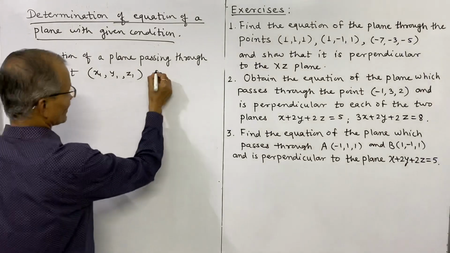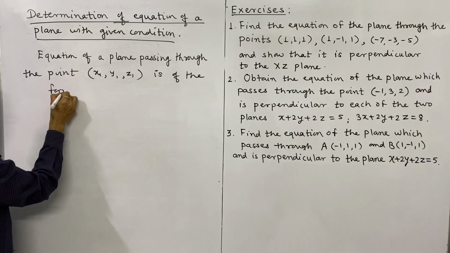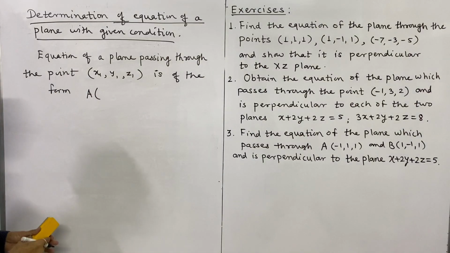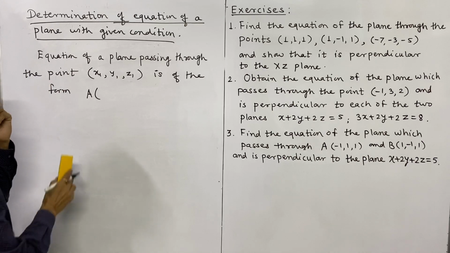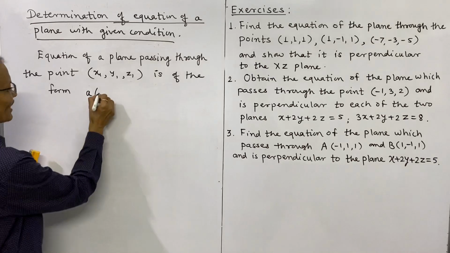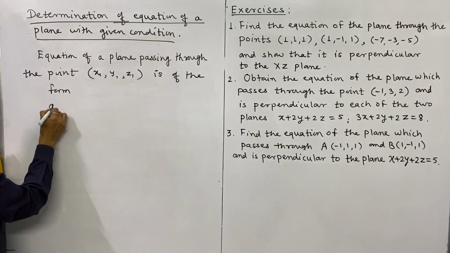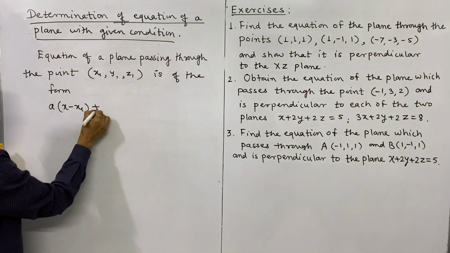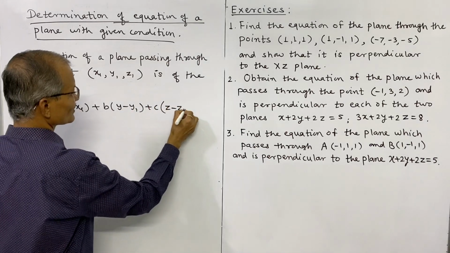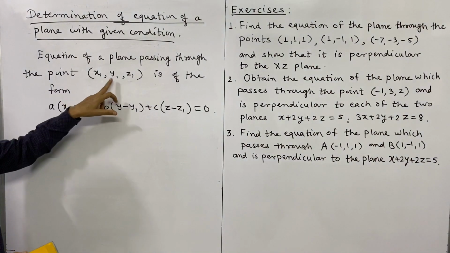is of the form. So we may write this as a capital A, or small a can also be written, because these are the constants a, b, c. So instead of writing capital, we may write small itself. a into x minus x1 plus b into y minus y1 plus c into z minus z1 is equal to 0. So this is the plane which passes through the point x1, y1, z1.